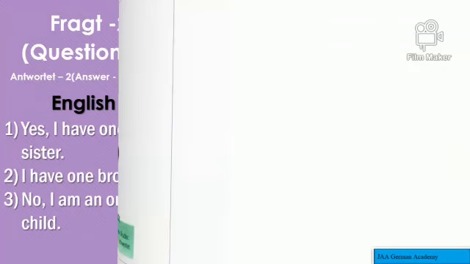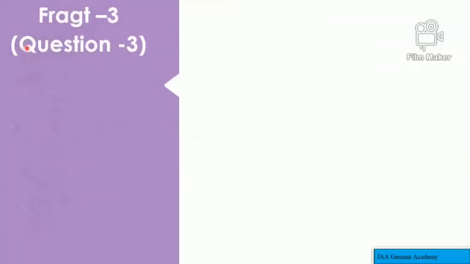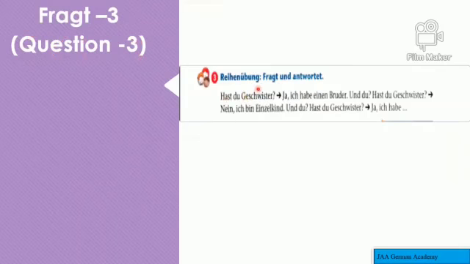So now let's move on to the third question. Frage 3, question 3. Reihum fragt und antwortet. Question 3 is also in reference to the first question. In this, all the conversation is written in a chain. So I'm going to tell you this whole chain firstly in German and then in English.